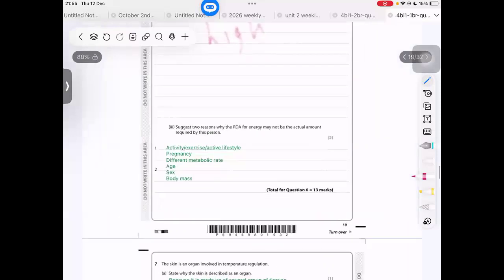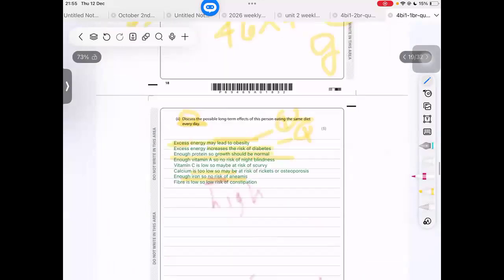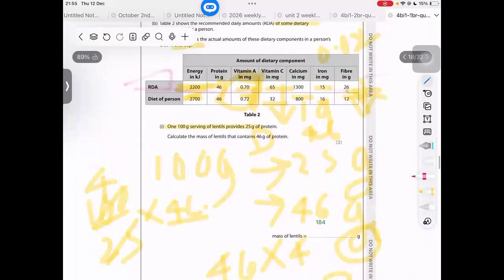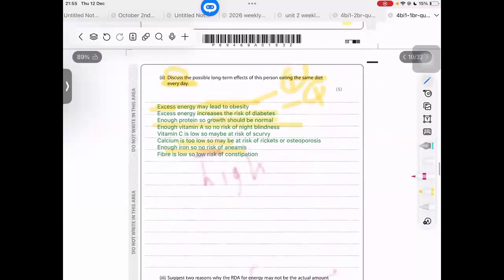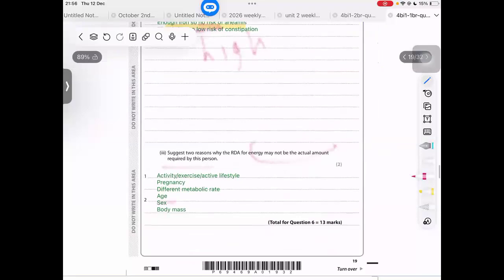Yes. Then they are asking to suggest 2 reasons why the RDA may not be the actual amount required by the person. Even though they have mentioned that this RDA is the required amount, sometimes you need more than that. Why is that? Even though they have said like that, different people are different from each other, right? People are different. This is just for a typical average person that they have considered. But sometimes, for females, it could be a different RDA value. So depending on the gender or the sex, the RDA value can change.